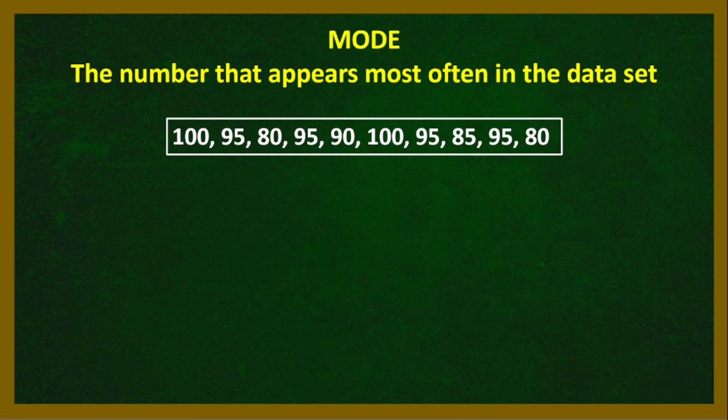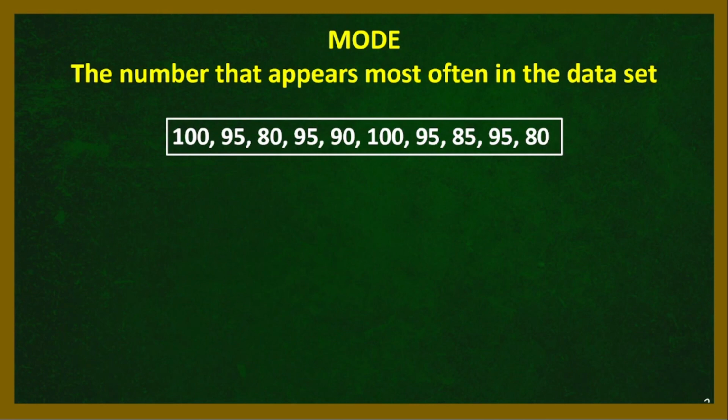Okay, so now we're getting ready to determine the mode. Okay, the mode. What is the mode? It is the number that appears most often in the data set. Okay, so we have our data set here, our same 10 numbers, and we want to see which one appears the most often.